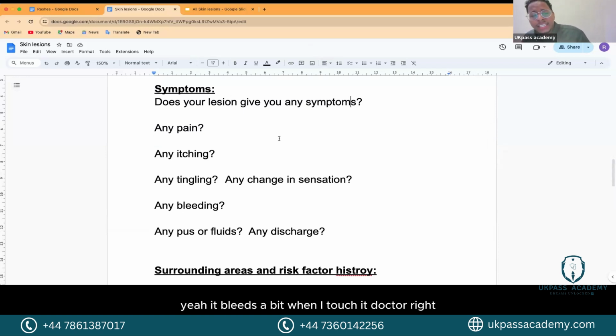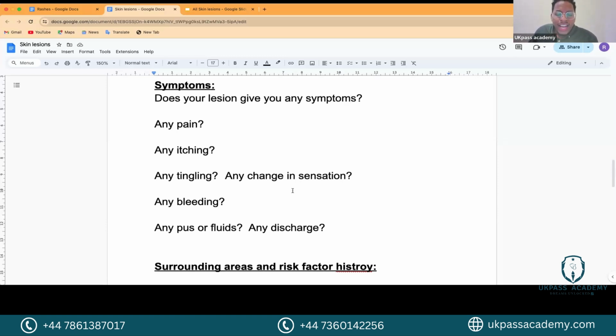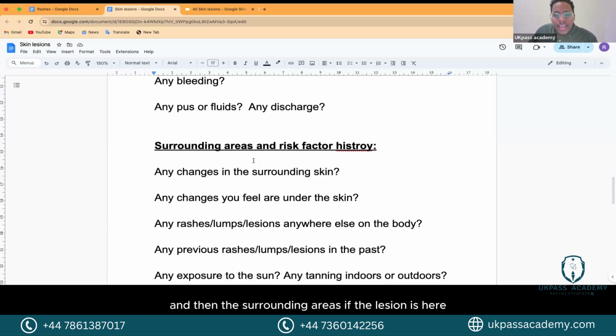Yeah, it bleeds a bit when I touch it, doctor. Right, I see. And is there any pain? Okay, does it itch at all? And you mentioned bleeding. Is there any other type of discharge? And then the surrounding areas. If the lesion is here, I want to ask about any changes in the surrounding skin. Okay, any changes in the feelings under the skin.